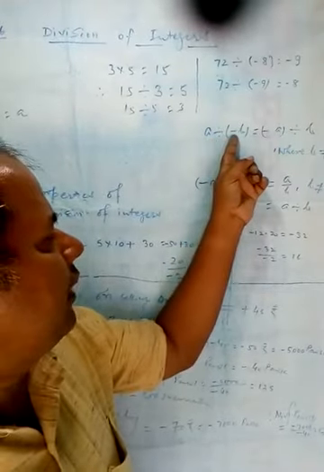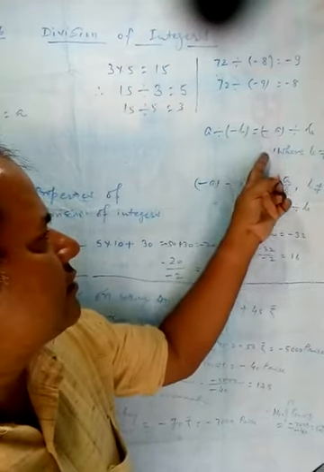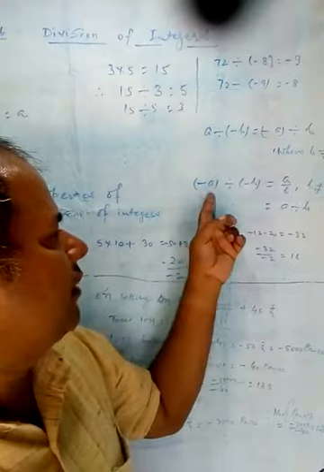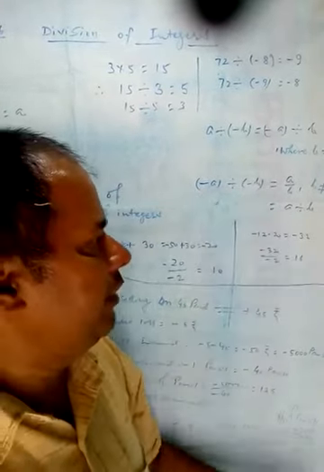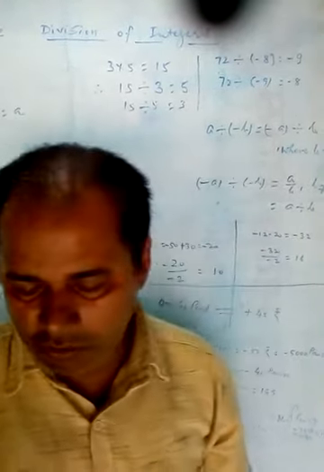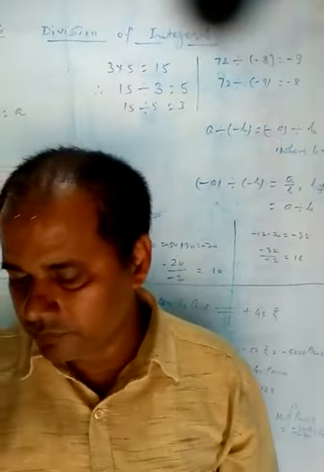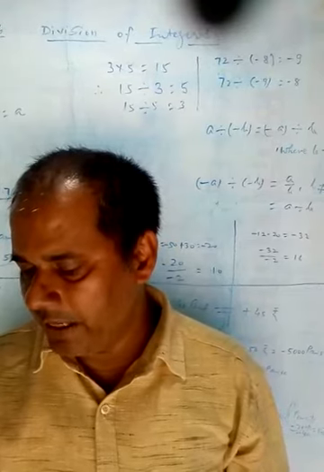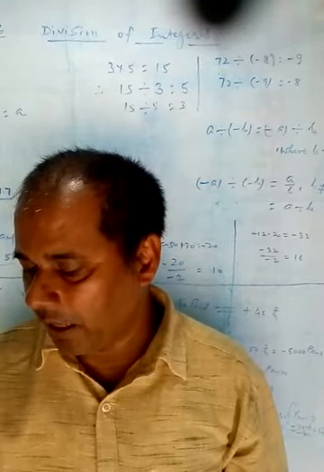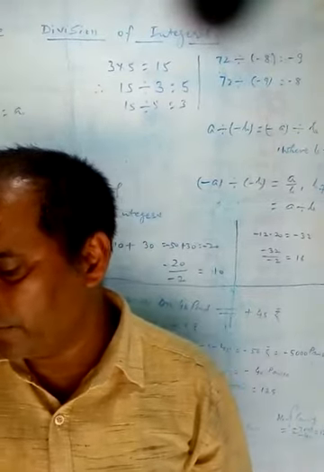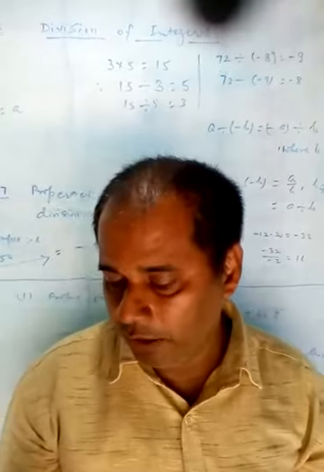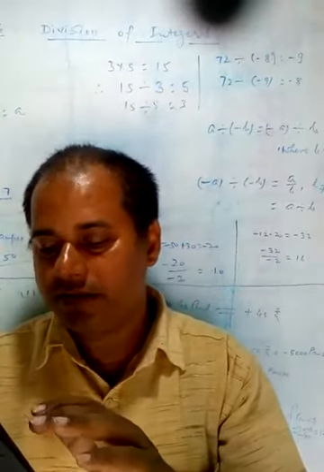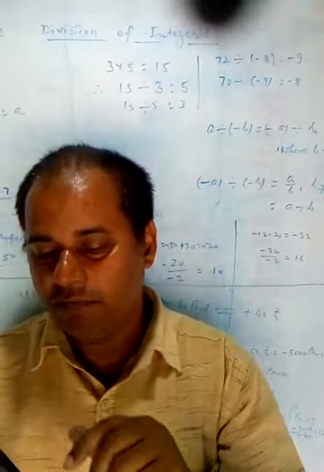a divided by minus b, that is minus a divided by b, or minus a divided by minus b is equal to a by b, where b should not be equal to 0. In general, for any two positive integers a and b, a divided by minus b is equal to minus a divided by b, where b should not be equal to 0. Again try this. One question is there, you have to solve.